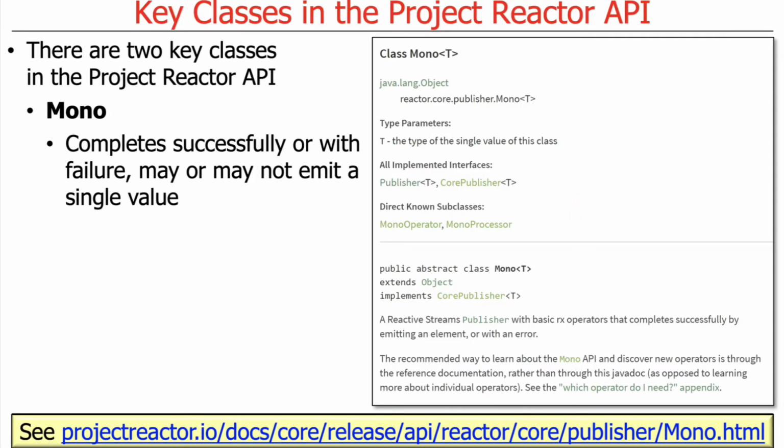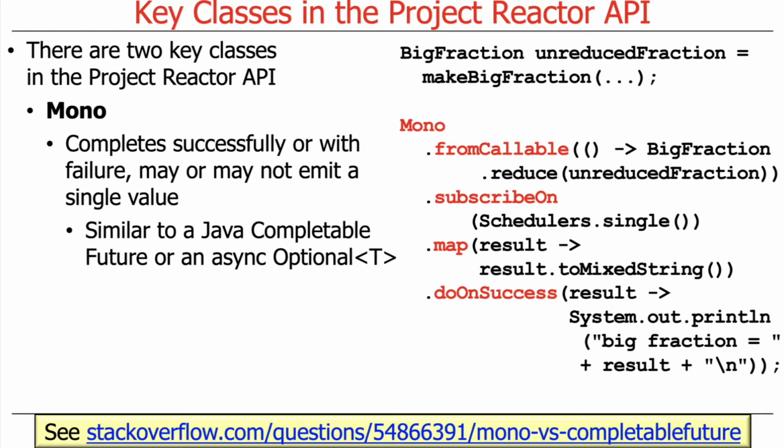So Mono is the simpler of the two classes in the Project Reactor API. And as I had outlined earlier, it completes successfully or with failure and may or may not emit a single value. Obviously, if it succeeds, it'll emit a value. If it doesn't succeed, it won't emit a value. And you can read more about the Mono class here at this link. It's very similar to a Java completable future or to an asynchronous optional.